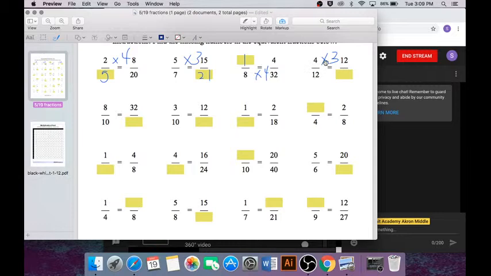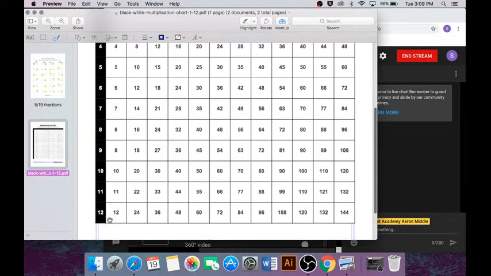So now we're going to multiply 12 times 3. So we go to our 12 times table and we multiply it by 1, 2, 3, and that's going to be 36.